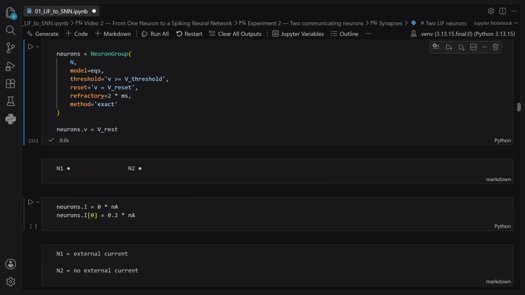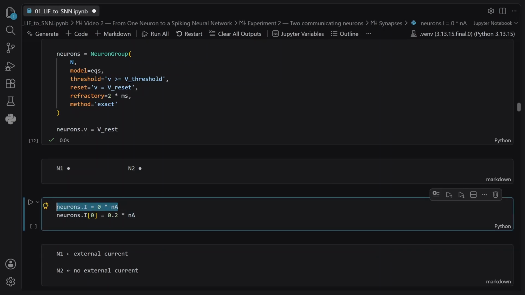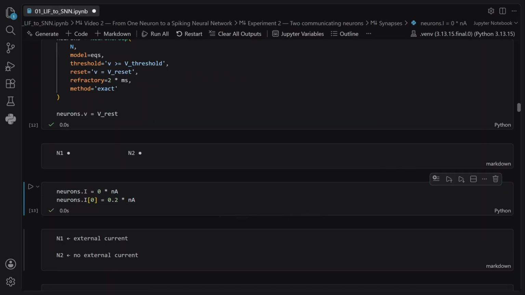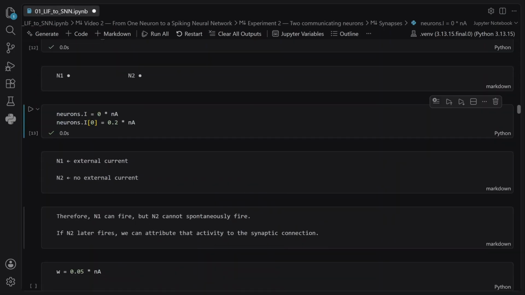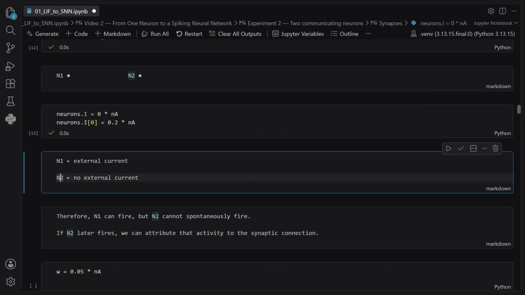So our constant input will be 0. Both of the neurons are getting 0 nanoampere, right? So no input. But then I change this for our zeroth index. So the first neuron, N1, gets 0.2 nanoampere input. Our second neuron does not. So N1 gets external current, N2 receives nothing. Therefore, N1 can fire, but N2 cannot spontaneously fire. If N2 later fires, we can attribute that activity to synaptic connection, because there is no input for N2.